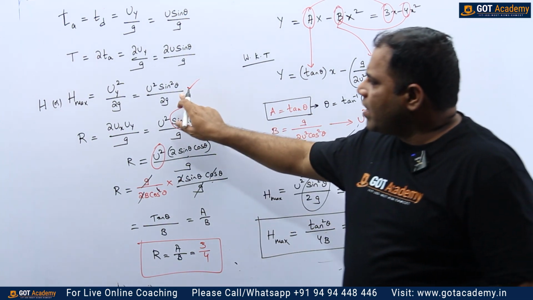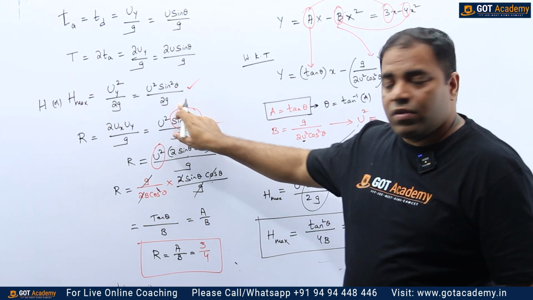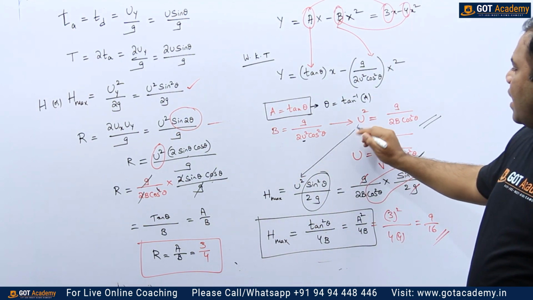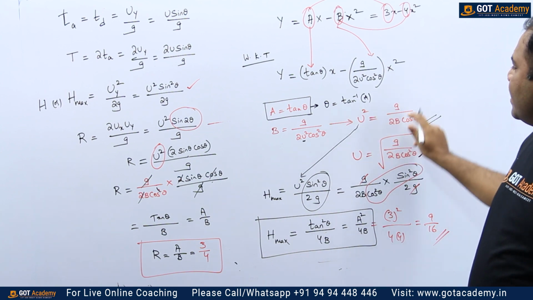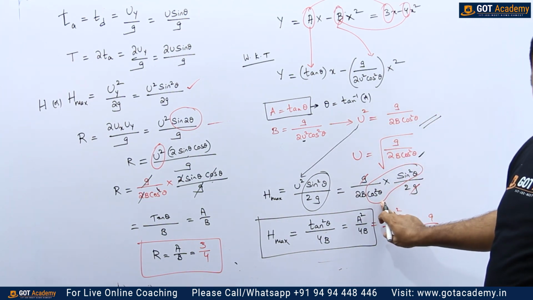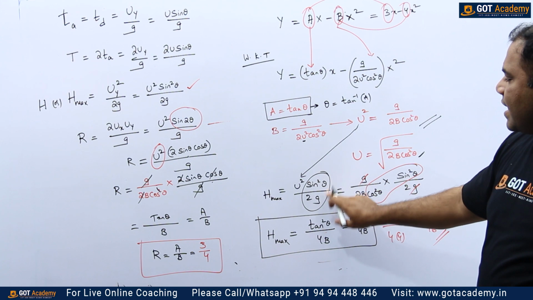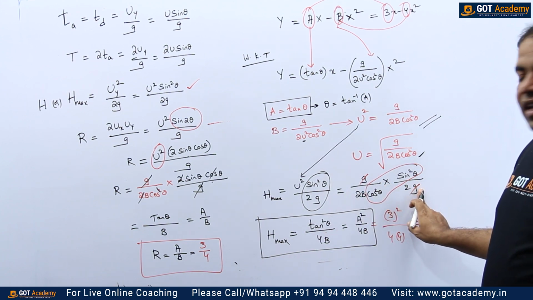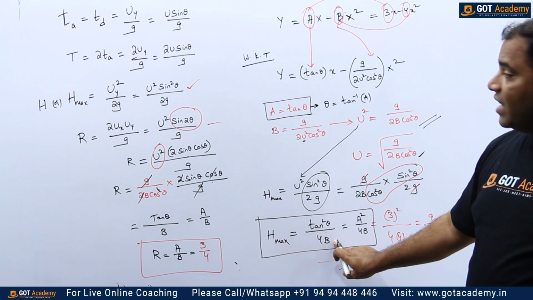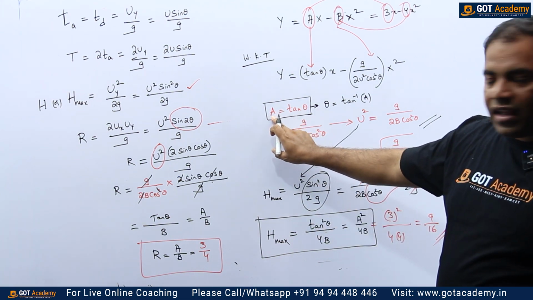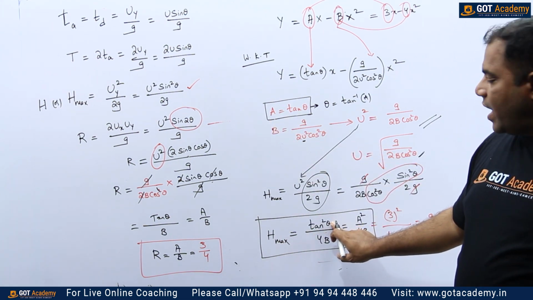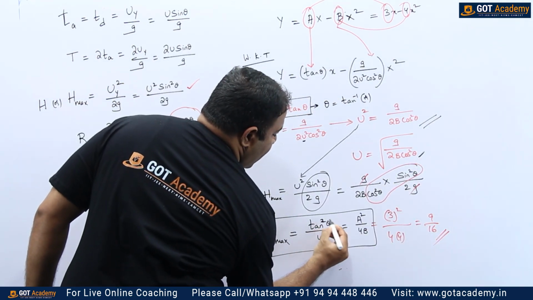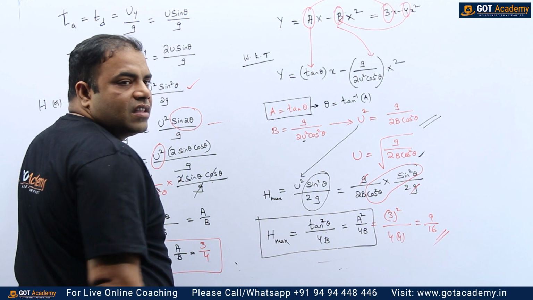What is h max actually? U square sine square theta by 2g. I have done that. So, what is u square from this formula? U square is g by 2b cos square theta, which was substituted here, and then sine square theta by 2g was substituted. So, by simplifying everything, what you are getting here is tan square theta by 4b. Initially, I told you that tan theta is equal to a. So, tan square theta is a square by 4b. Like this you will get.